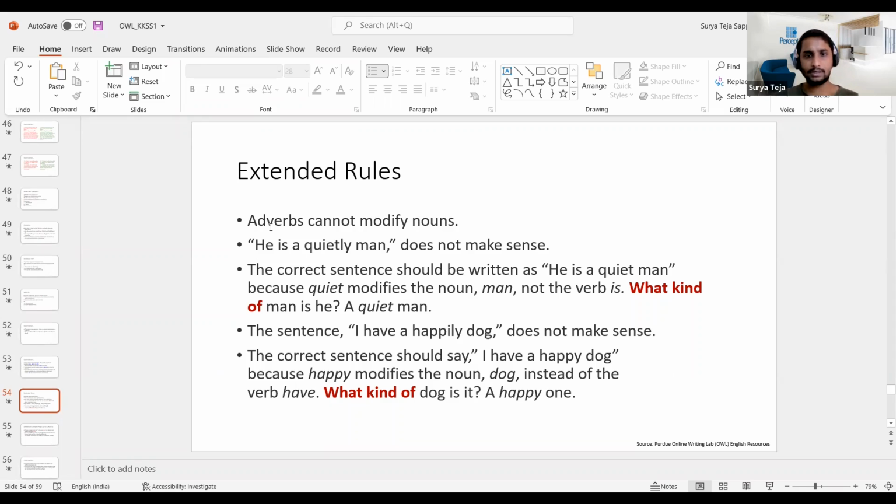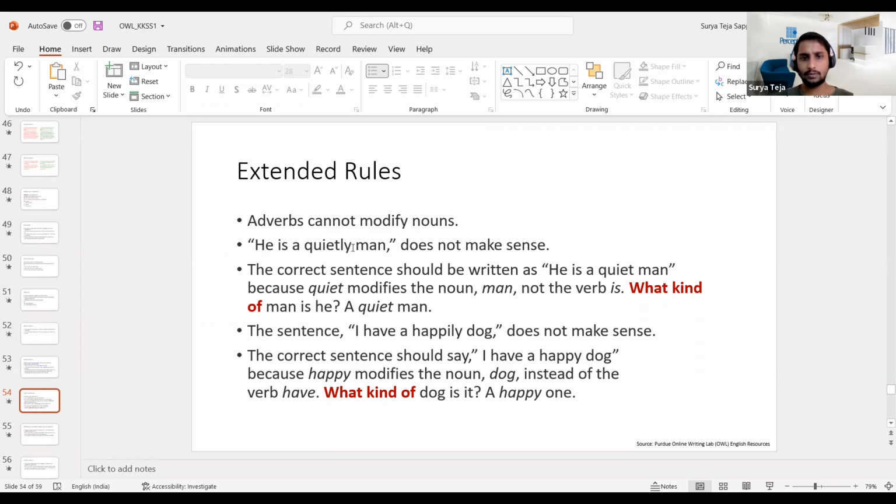As we have discussed, adverbs cannot modify nouns. Only an adjective modifies the noun. An adverb will not modify the noun. If you see this example, "He's quietly man." What exactly is it telling? "He's quietly man." Here the man is the noun, and he's a "quietly" man.